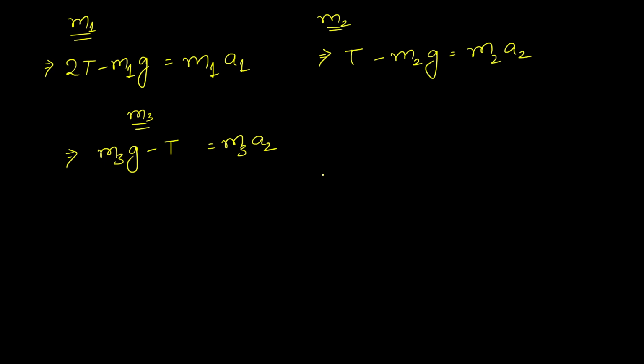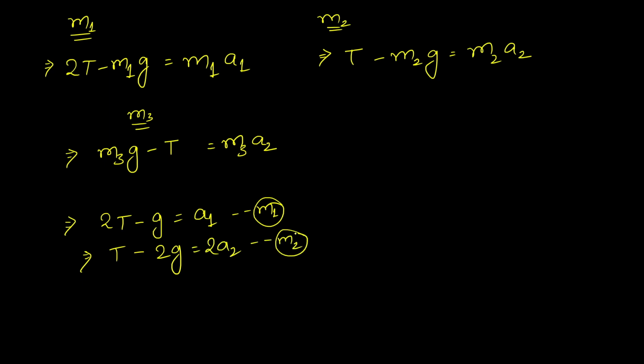Actually, I am following the same steps that I have discussed in the previous videos. First, take the system and axis. Second, locate the forces. Third, free body diagram. And fourth, write the equations. So I am not missing these steps. Now let me write with the values of masses. For m1, it will be 2T minus g, because m1 is 1 kg, equal to a1. For m2, it will be T minus 2g is equal to 2a2. And for m3, it will be 3g minus T is equal to 3a2.